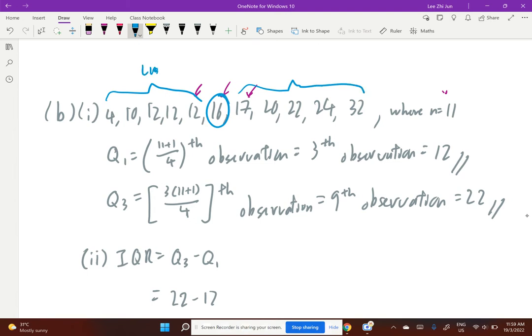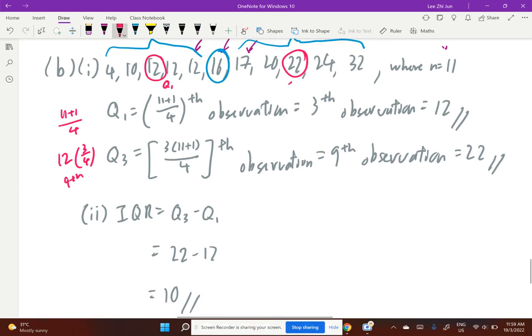So in the left hand side, the 12 is the most middle one, so it's Q1, or you can use this formula, 11 plus 1 divided by 4, so you get the third observation. For the right hand side, you also can use this formula, 11 plus 1 equals 12, times 3 over 4, so you'll get the 9th observation. So you get 22. And the interquartile range is the difference between Q3 and Q1, so I will get 10. Is it simple?